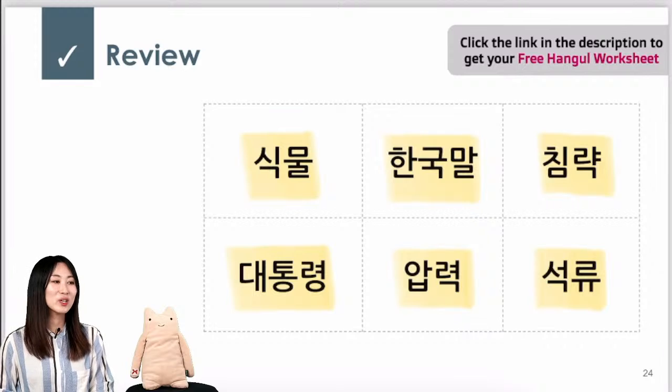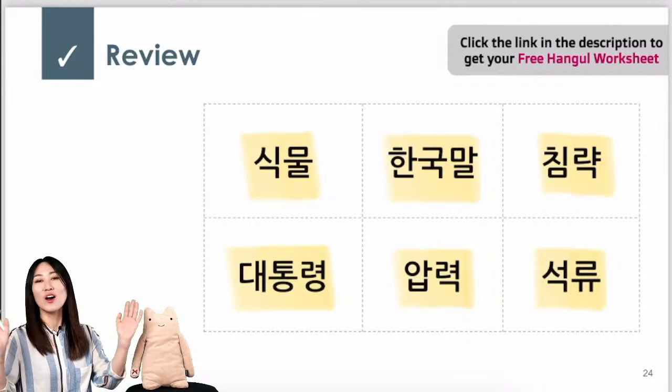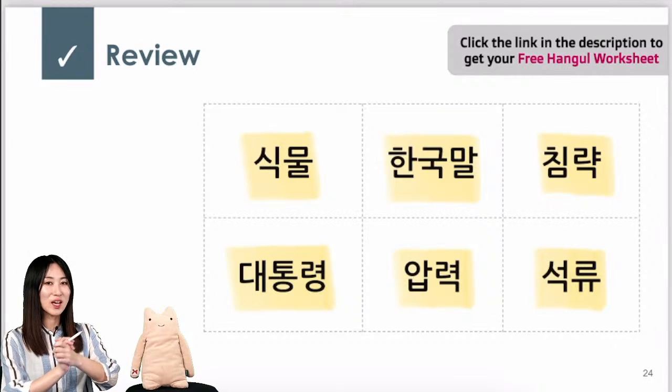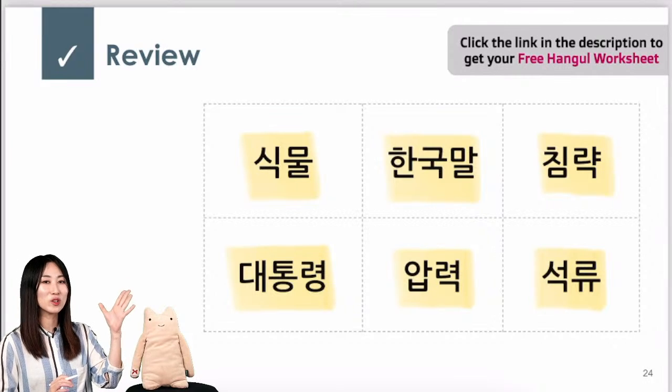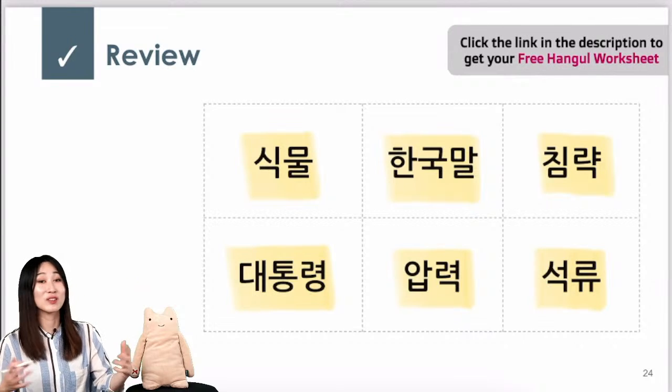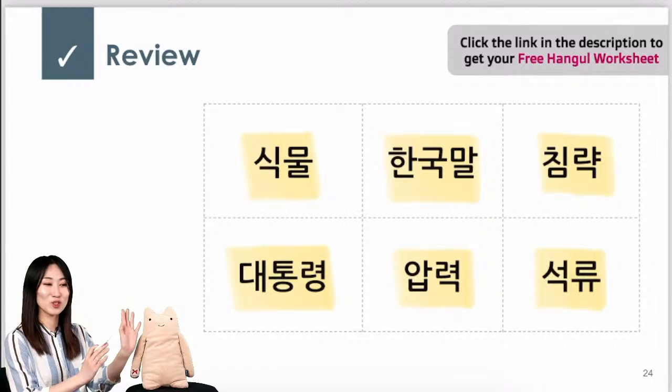Okay, so today we learned a lot of things. But this lesson is super important. I would say this is one of the most important lessons of all the Batchim lessons that we did. I mean, the next ones are important too, but this one is so important.